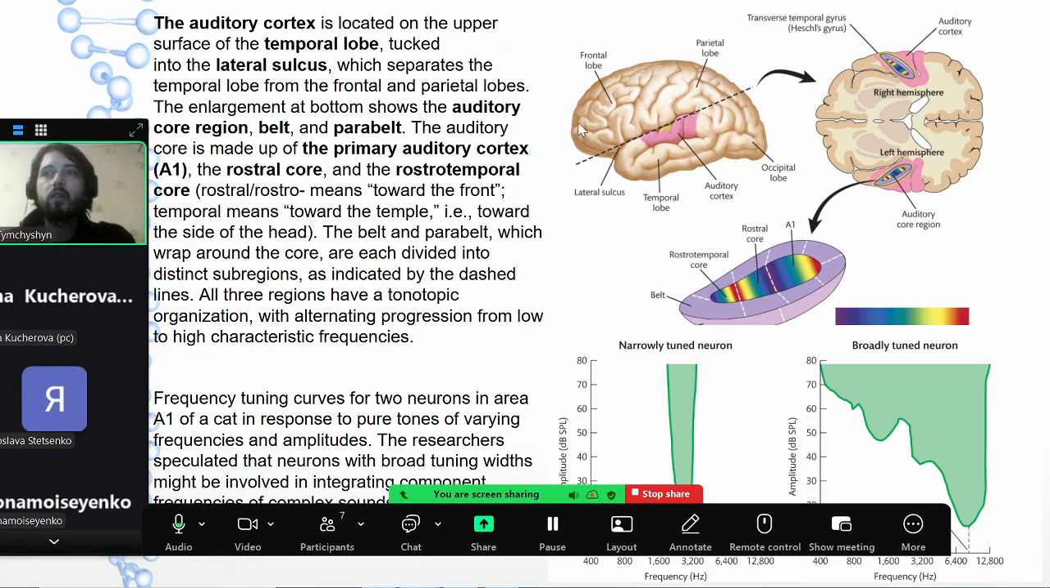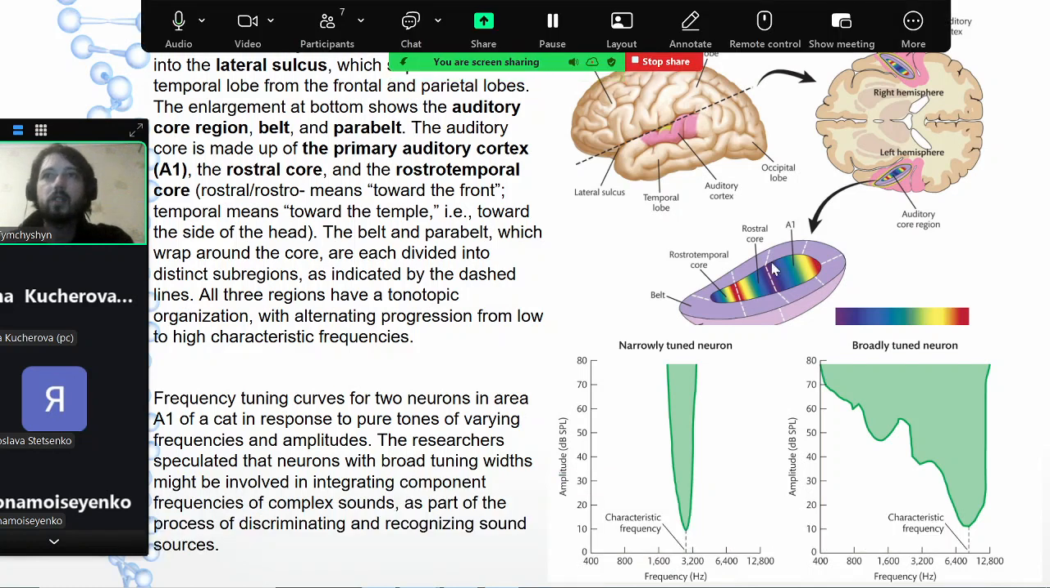So here is the auditory cortex, and here you see how different neurons are tuned to different frequencies. So there is still some frequency relation in this cortex, even despite its pretty high level of sound processing. Here you see that some neurons are tuned pretty narrowly, so here is the characteristic of a narrowly tuned neuron. Some may be broadly tuned, so here are characteristics of a broadly tuned neuron.